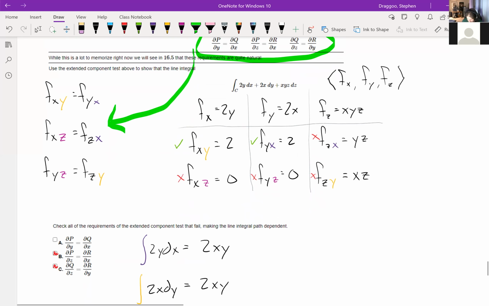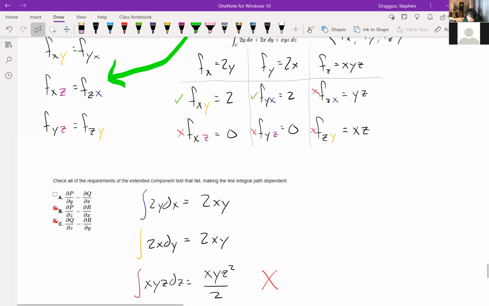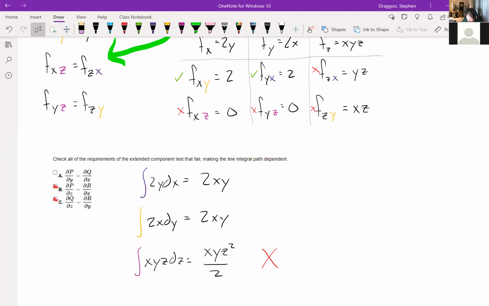Meaning in the end, when I'm asked to check all of the requirements of the extended component tests that fail, making the line integral path dependent, I would say that the xz partials failed and the yz partials failed, which is why I have boxes B and C marked over here.